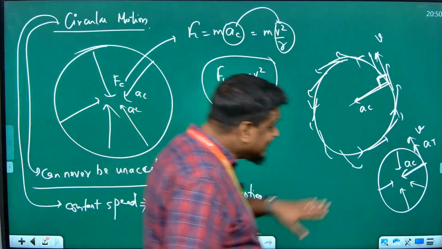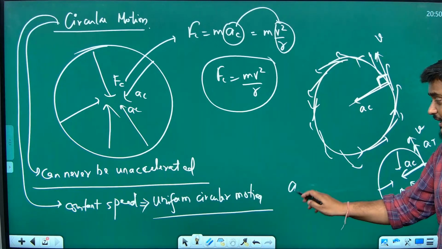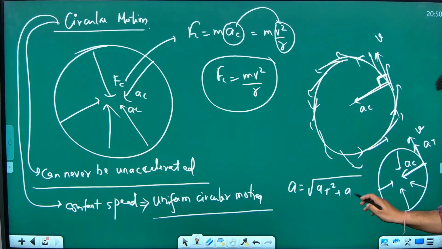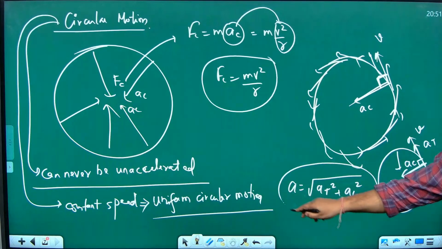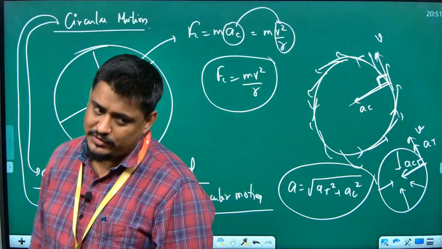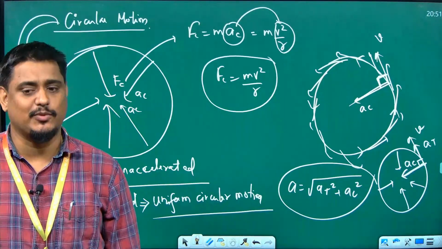Okay. In this scenario, since I am going to have two vectors, AT also, AC also, both are vector quantities. Once again, what will be the net acceleration? That will be root over AT square plus AC square plus 2 AC AT cos 90, and cos 90 is 0. Why 90? Because they are perpendicular, right? So the net acceleration on an object moving in non-uniform circular motion is root over AC square plus AT square. What are you asking, Raghav?